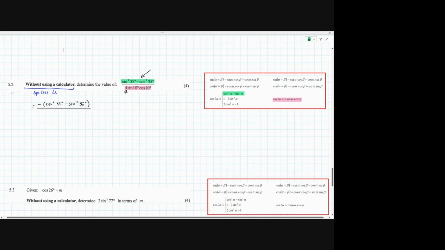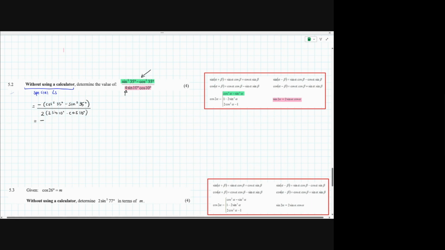I don't want a coefficient of 4. I want a coefficient of 2. So I need 2 sine 10 cos 10. But obviously my coefficient was 4, so that means I should times by 2. 2 times 2, 4. Now I can get my double angles going.